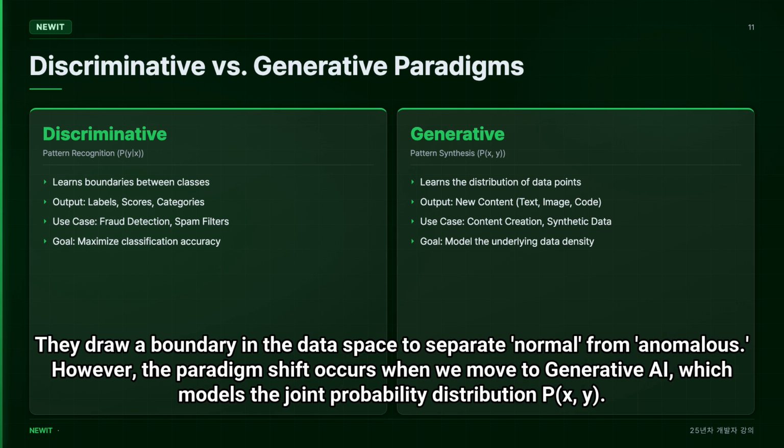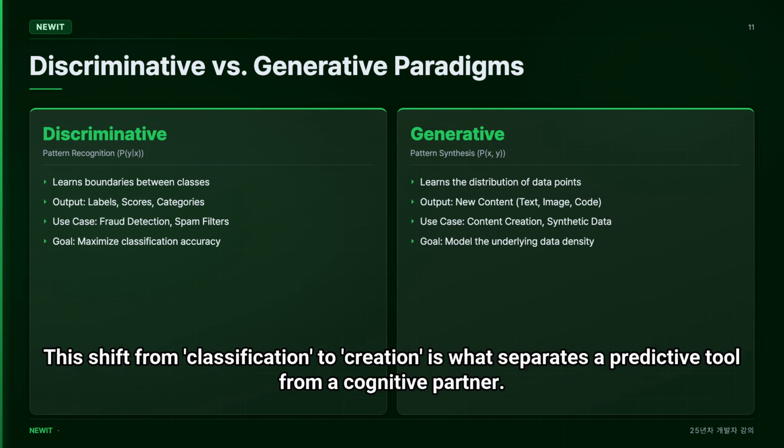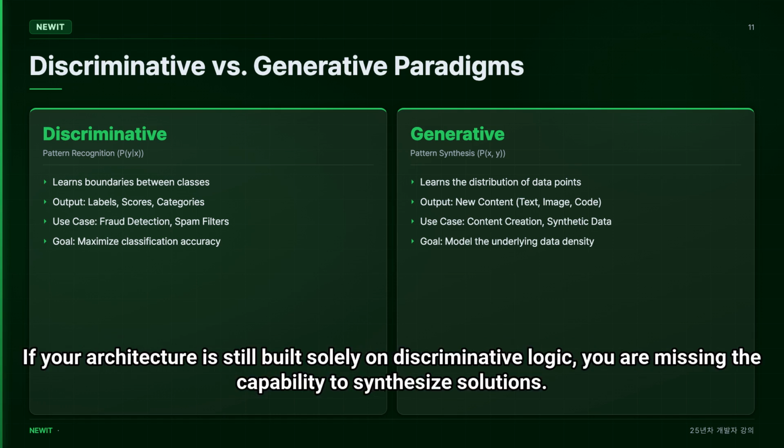However, the paradigm shift occurs when we move to generative AI, which models the joint probability distribution P(x). Instead of just drawing a boundary, it learns the underlying structure of the data itself to generate new instances that could have originated from the same distribution. This shift from classification to creation is what separates a predictive tool from a cognitive partner. If your architecture is still built solely on discriminative logic, you are missing the capability to synthesize solutions.